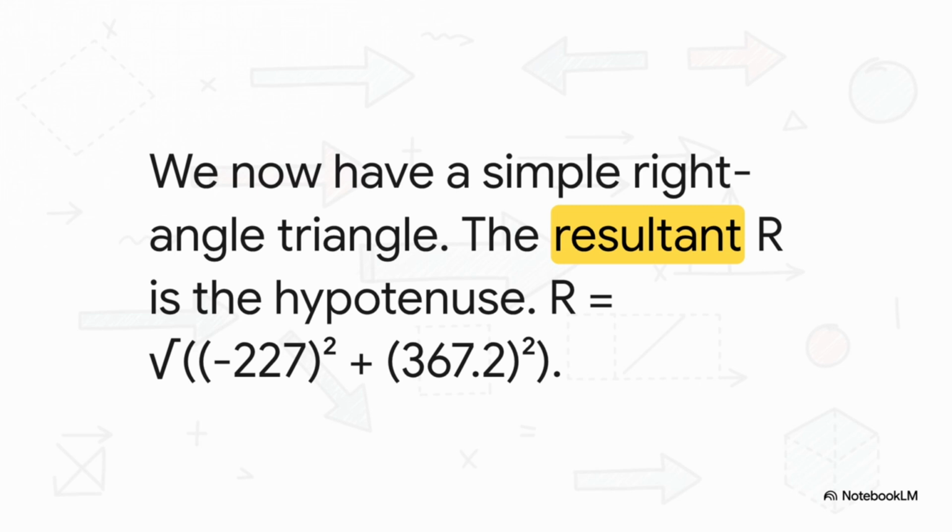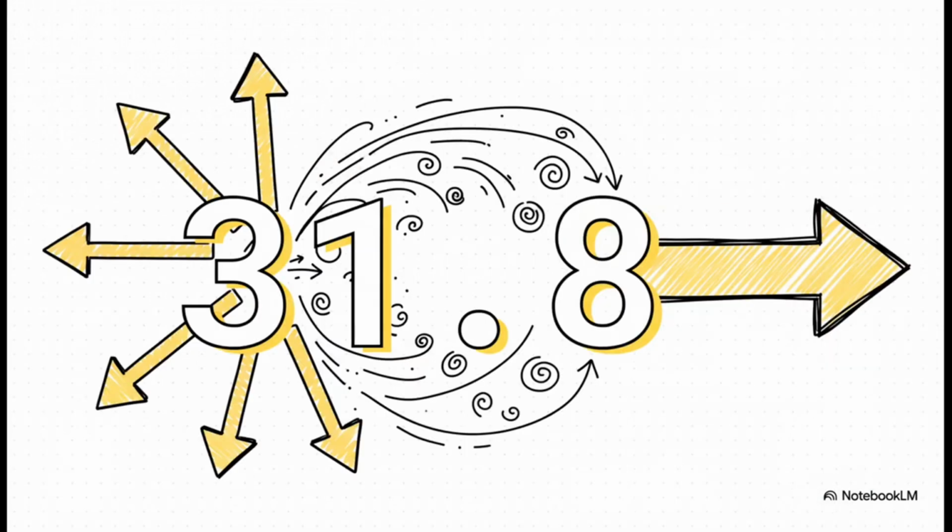They form a perfect right-angled triangle, and our final resultant, R, is just the hypotenuse. So we plug our two sums into the Pythagorean theorem to find it. And there it is. All that mess, all those different forces pulling in every which way, boils down to one single force of 431.8 newtons. We've taken a really complicated system and found its simple, elegant truth. That's the power of this method.